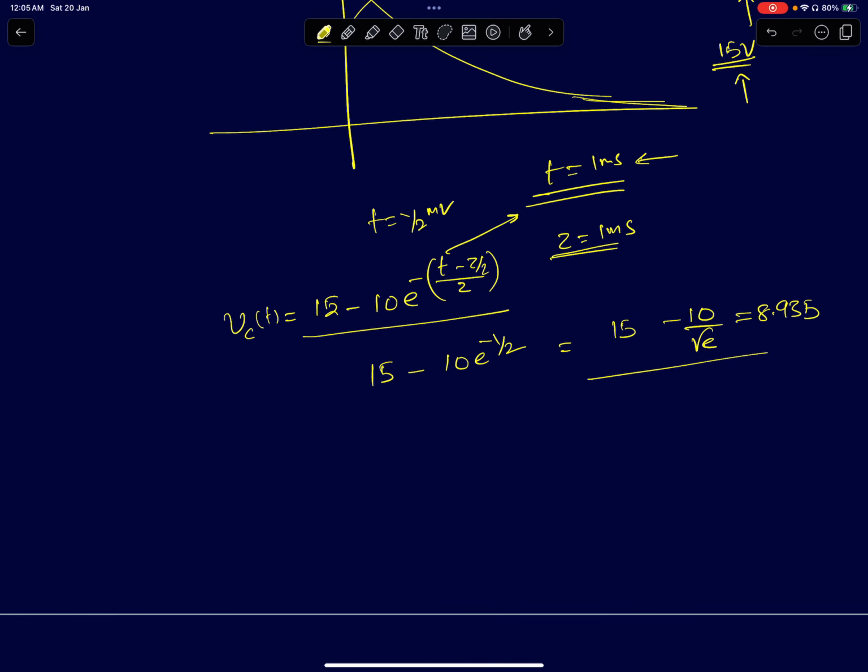1 millisecond is one time constant, tau. So what you end up getting is 15 minus 10 e power minus of (tau minus tau by 2) by tau, which is e power minus half. You get 15 minus 10 over square root e. I think that turns out to be 8.935.